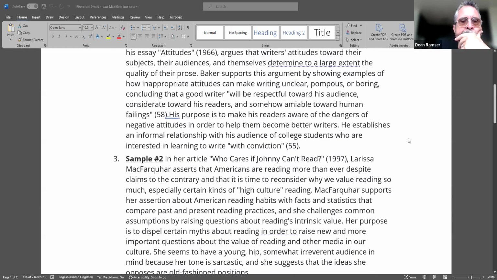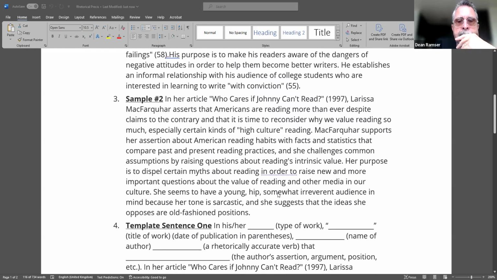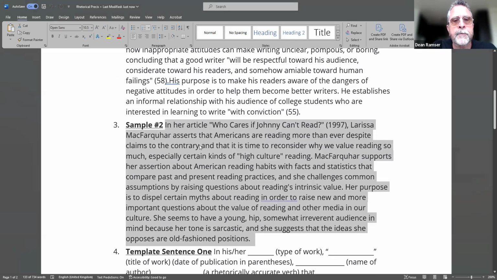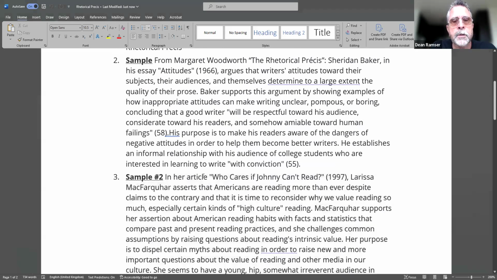Okay. Here's another example. And you notice how both examples work. The first one says, "In her article." So the first three words tell us that there's an article, an essay. The author is female. That could be important or not. And there's something contained within the article that is of value. And then you have the title, in parentheses, and the publishing date, 1997.